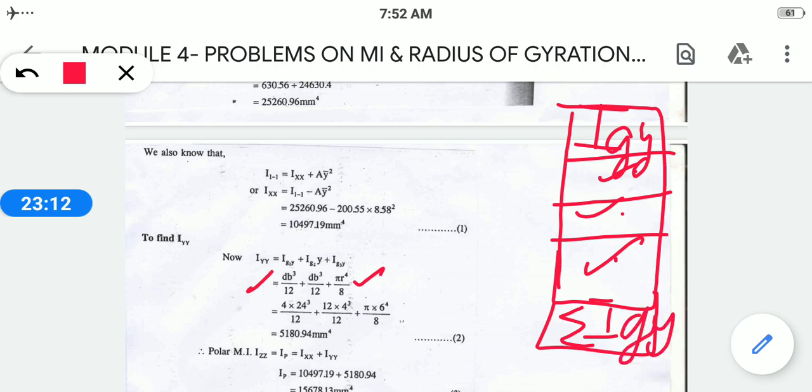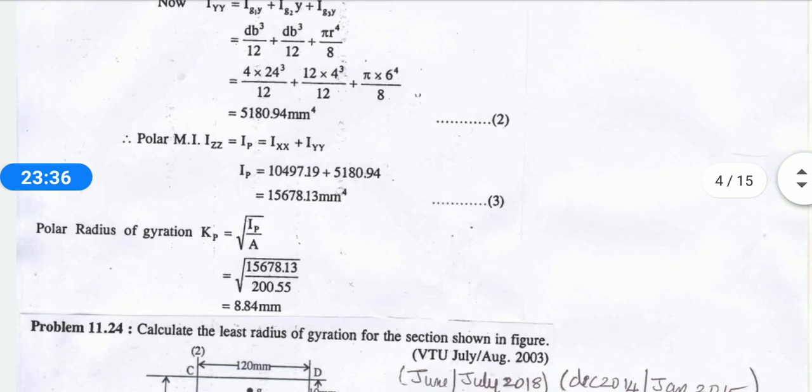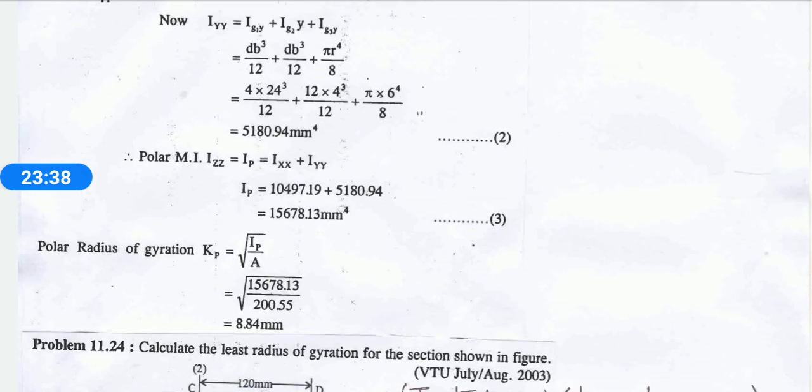If you do it in the table also, you will get a summation of Ig of y. Then you can substitute and get the value of Iyy, or else you can directly substitute like Iyy is equal to Ig1 of y plus Ig2 of y and Ig3 of y. When you substitute that, you will get the Iyy value. Then what is our IP? IP is equal to Ixx plus Iyy. After finding IP, substitute in our K formula, that is Kp is equal to square root of IP divided by A. So that you will get our polar radius of gyration.